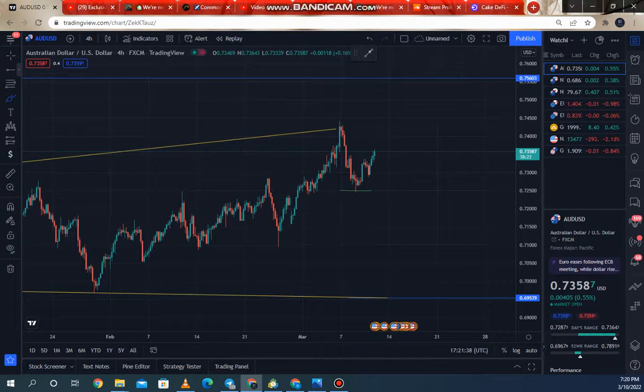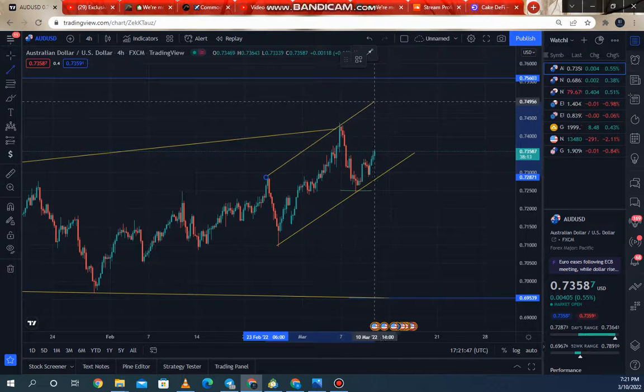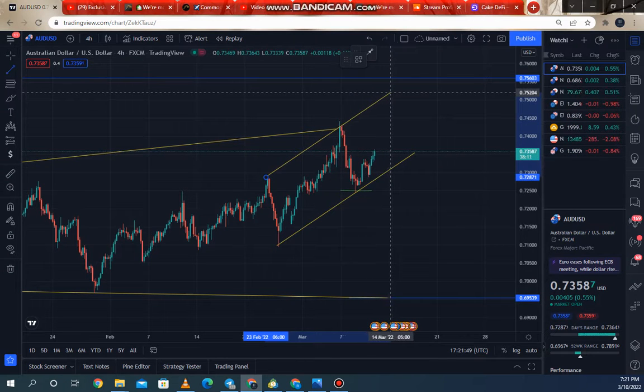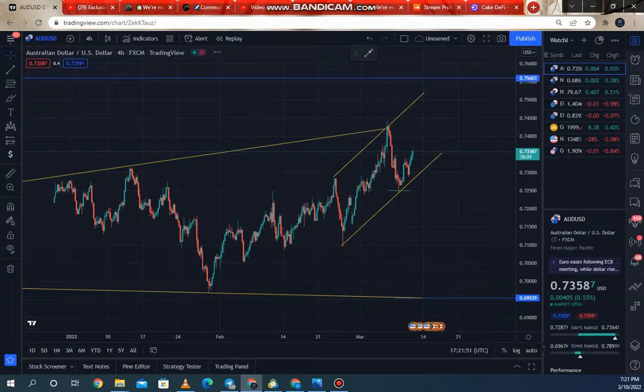Okay, so what we're going to do now, I'm just going to combine my higher highs and my higher lows, okay, so that I can get a clear picture of structure. So now this is what I have.